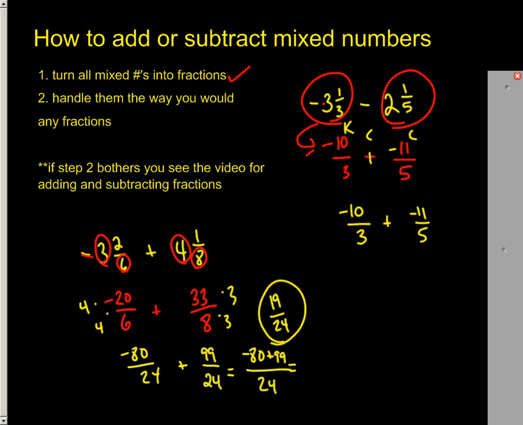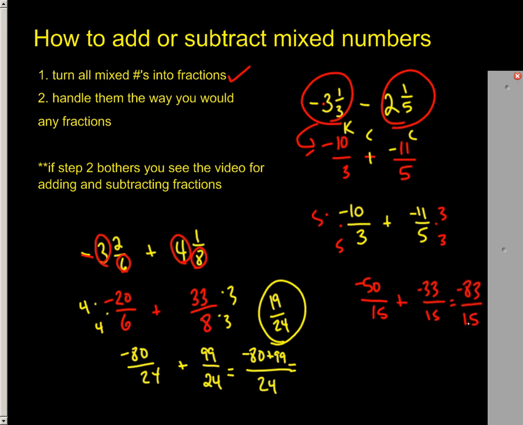We need the common denominator, so looks like 15 will be our ticket. Multiply the other fraction by 3, top and bottom. And so that would be negative 33 over 15. Since they have the same signs, we'll just be adding them together and keeping the sign the same. So it'll be negative 83 over 15.